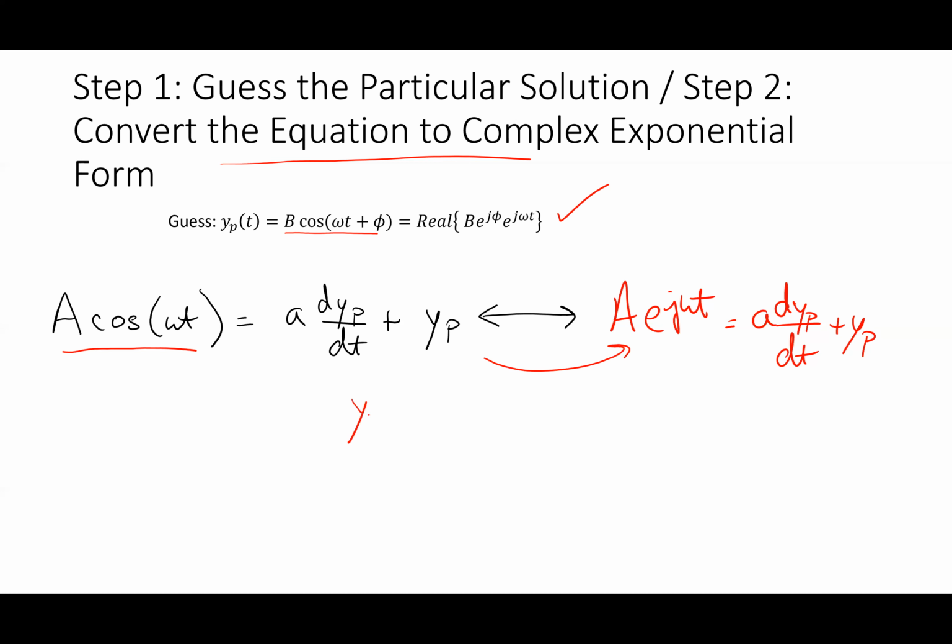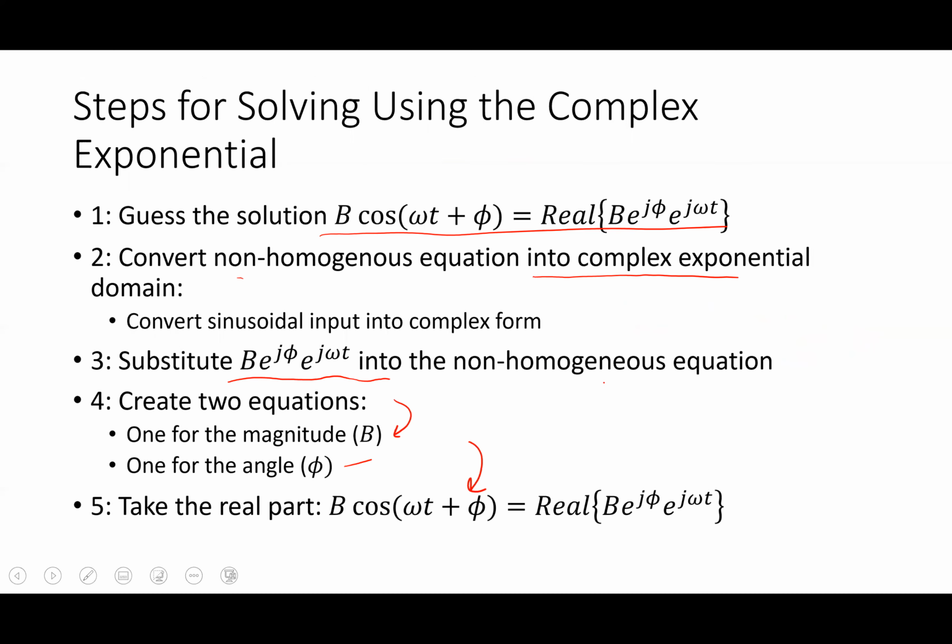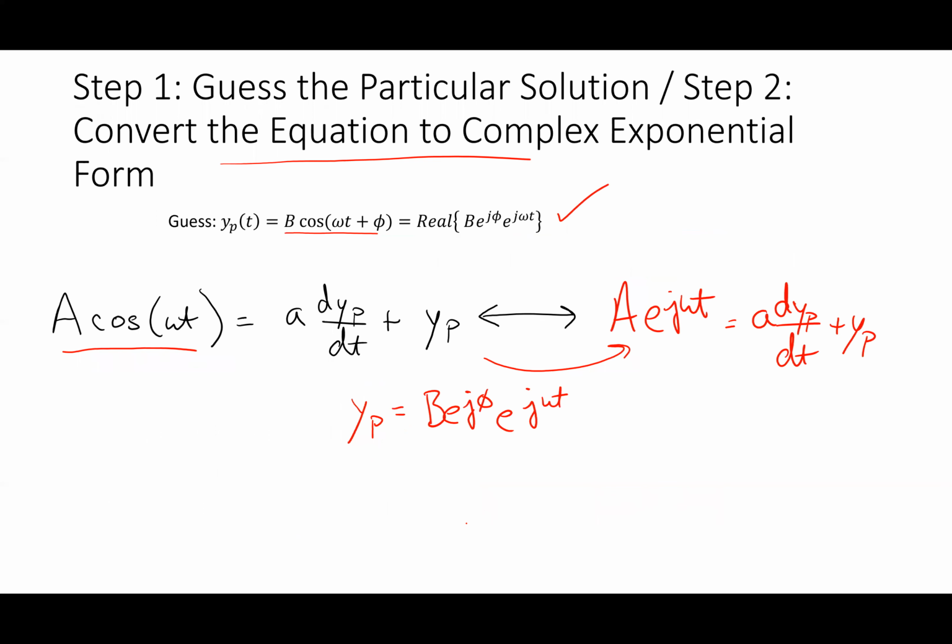So my yp for now is just going to be B e to the j phi e to the j omega t. And my last step is going to be to take the real part of whatever I get. Okay, that's how we're going to follow this through. So what do I do next? Now that I have that, I'm guessing this is my solution. Once I've guessed that, my step 3 was to substitute it into my differential equation and go from there.